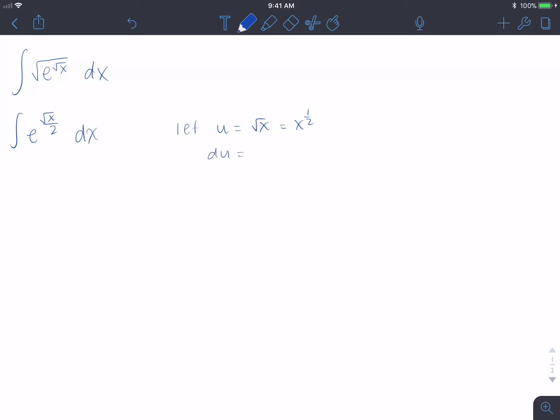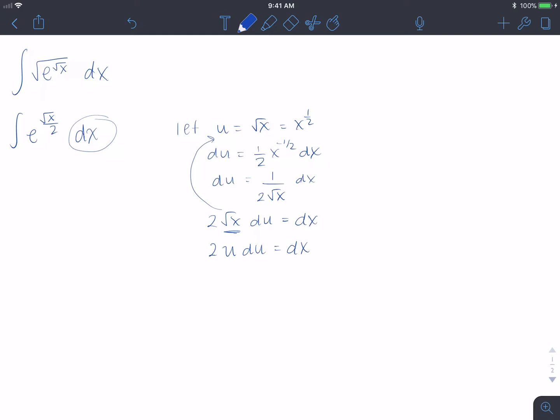du equals 1/2 x to the negative 1/2 dx. du equals 1 over 2 root x dx. We want to rewrite this so we can replace this dx. So 2 root x du is equal to dx. However, now we still have an x on this side. We want to get rid of all the x's, so we can replace it using this substitution. 2u du is equal to dx.